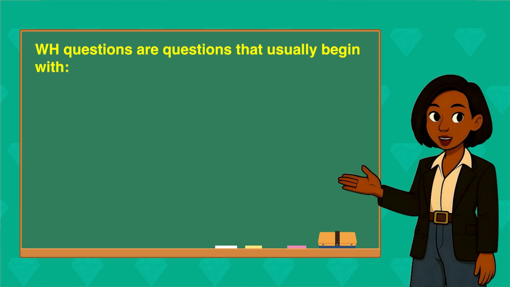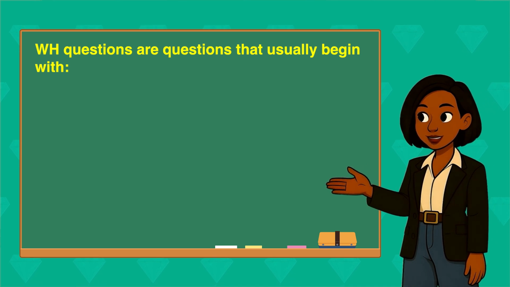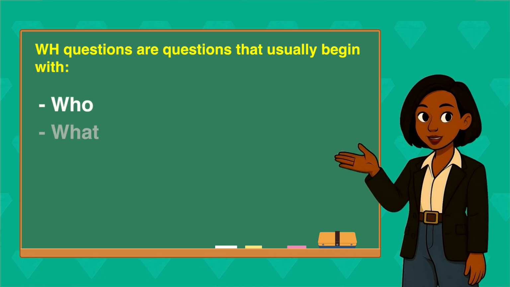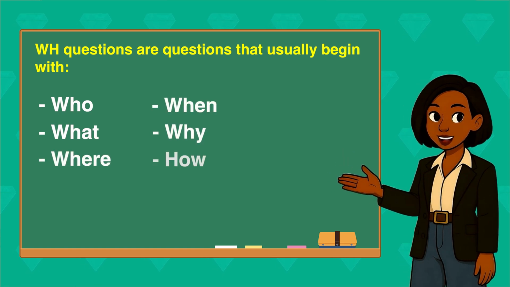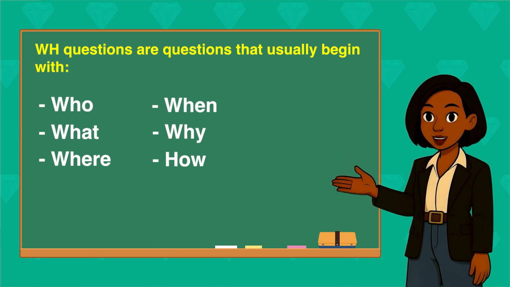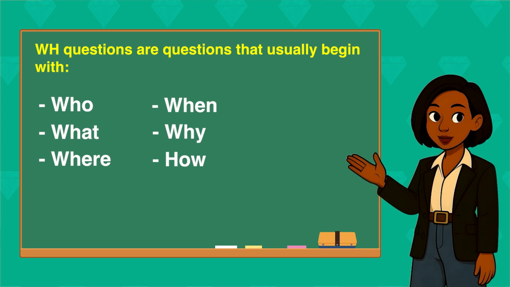WH questions are questions that usually begin with who, what, where, when, why, and how. You hear these every day in English, and once you understand how they work, asking questions becomes much easier.